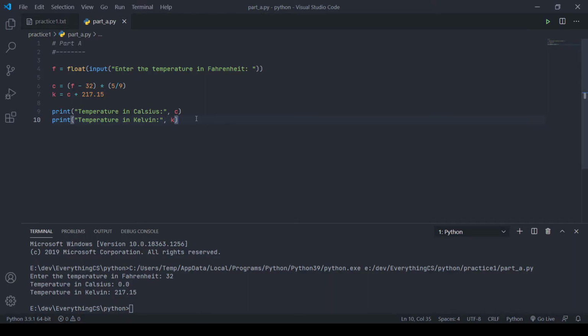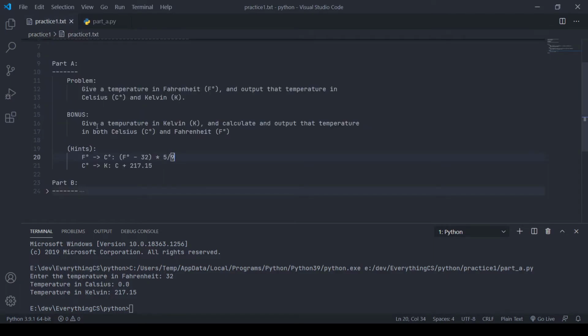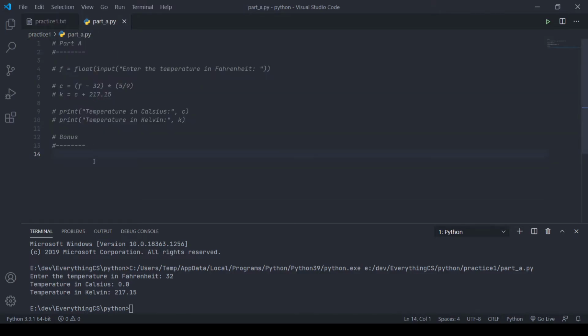Let's go ahead and get to the bonus problem. So I'm going to mark this with bonus here and then just separate this. Oops. So I'm going to comment all of this out. This is just our previous work. And we will take a look at the bonus problem. So the bonus problem says to give a temperature in Kelvin and then calculate and output that in Celsius and Fahrenheit. So start the same way we did before.